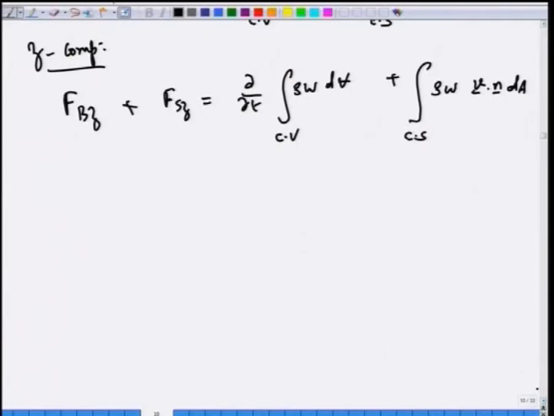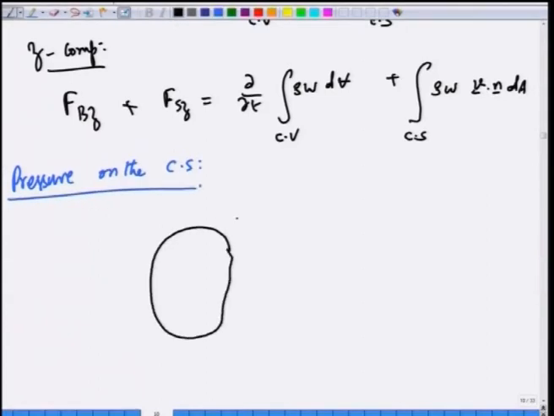Now another thing is to notice the role of pressure on the control surface. Okay. Suppose you have a CV like this, and the unit outward normal is like this, the pressure is in the direction of minus unit outward normal. Okay. Now, F pressure is the integral of P times minus n dA.